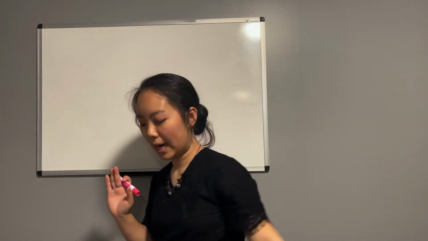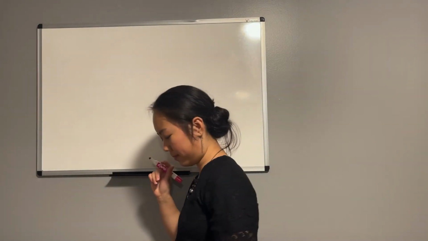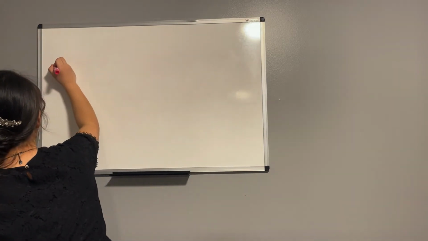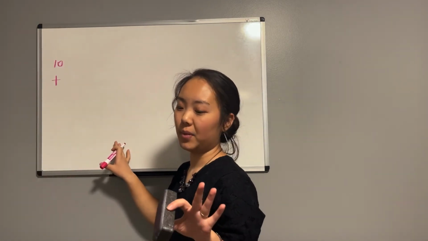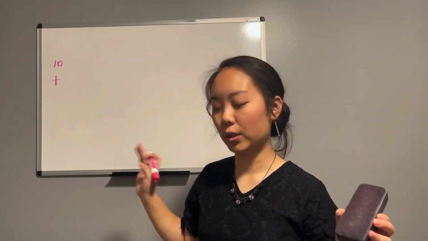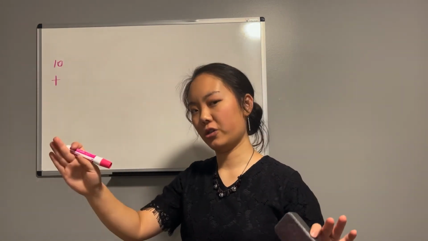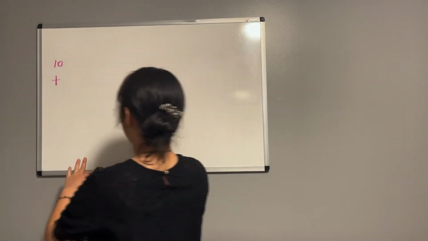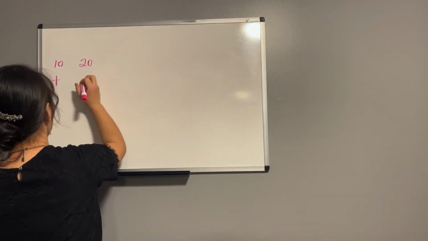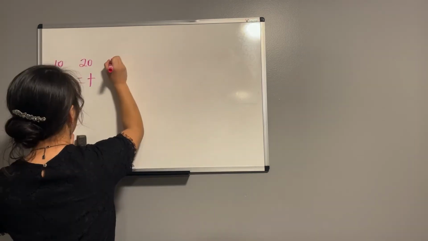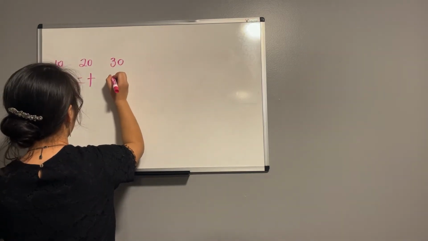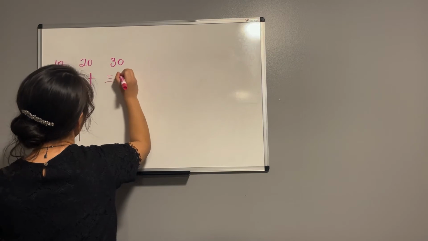Okay, well now we're going to count by tens. 10, of course, we just learned. And 20 means 2 tens, right? So we would say 20, 2, 10. 20. 30 is 3, 10, 30.